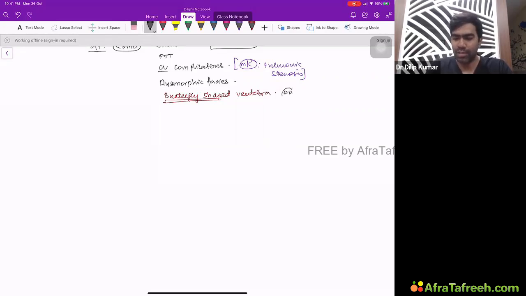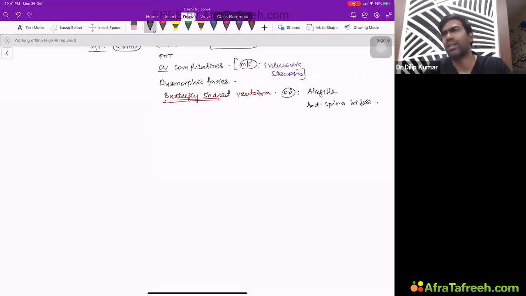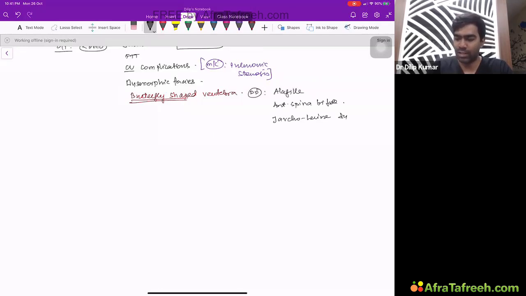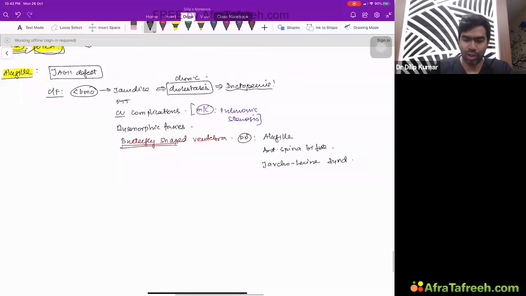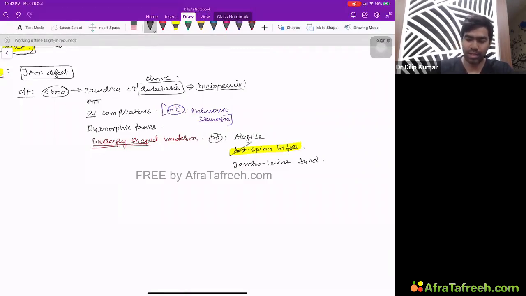And remember, butterfly-shaped vertebra is not only diagnostic of Alagille syndrome. This is a differential diagnosis: one is Alagille syndrome we discussed already, and second one is spina bifida, especially the anterior spina bifida. In these conditions, you can see butterfly-shaped vertebra. And third thing, you see in Jarcho-Levin syndrome as well. So these are three differential diagnoses, but one of the common things that you need to know for exam is butterfly-shaped vertebra can be seen in patients with anterior spina bifida as well.